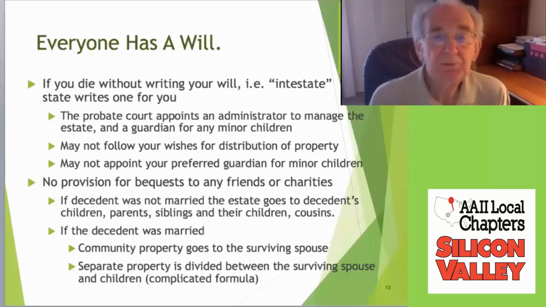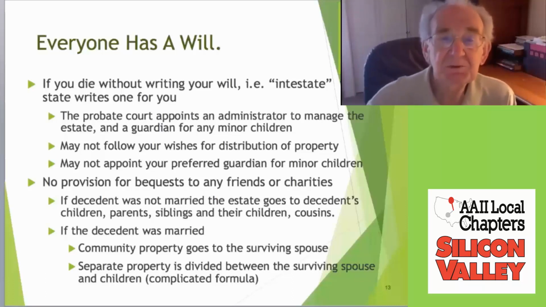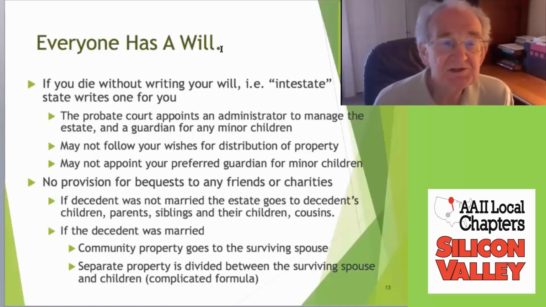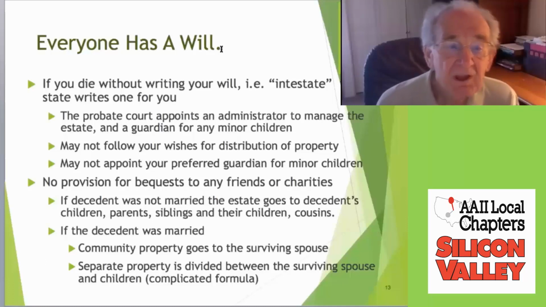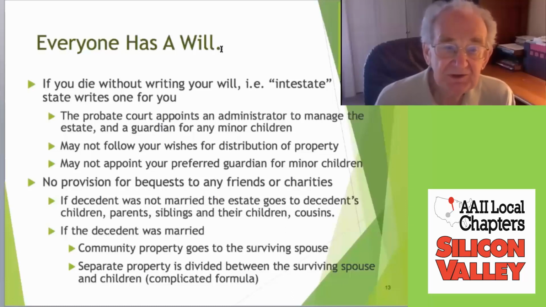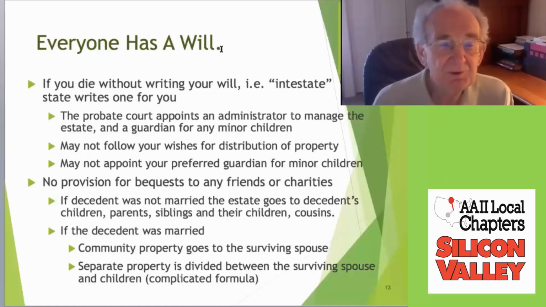Everybody has a will, period. It's no coincidence that there's a big full stop right here at the end of this sentence. If you don't make a will yourself, in other words, you die intestate, the state will write one for you. And what happens is the probate court appoints an administrator to manage your estate and the guardian for your children. These may or may not be the people that you would have picked for yourself, but you don't get any say in it because you forfeited that. And the people that the court appoints might not be the most suitable people for it, in your opinion.